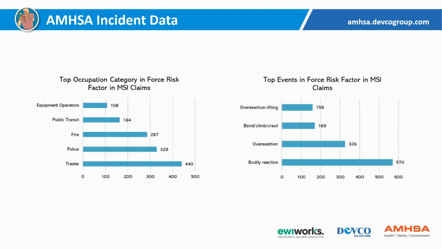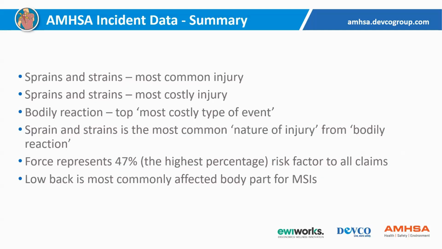Okay, so lots of graphs, lots of stats. How I would summarize that, or if I was trying to give you the highlights: first thing, sprains and strains are the most common injury for the AMHSA membership. Sprains and strains are the most costly injury, because cost always catches our attention. Bodily reaction is the most costly type of event, right? And as I've mentioned a couple of times, that's a non-impact injury resulting from excessive physical effort.